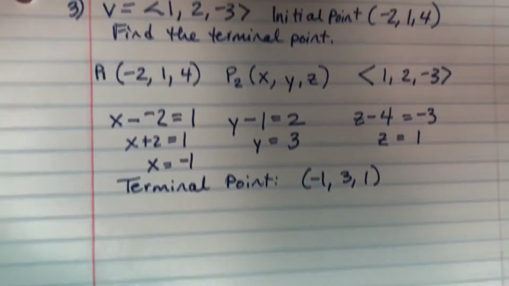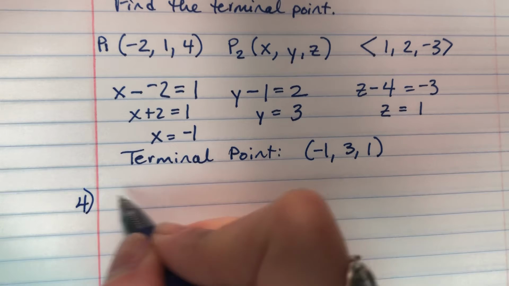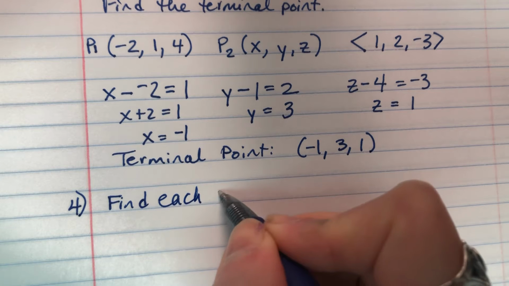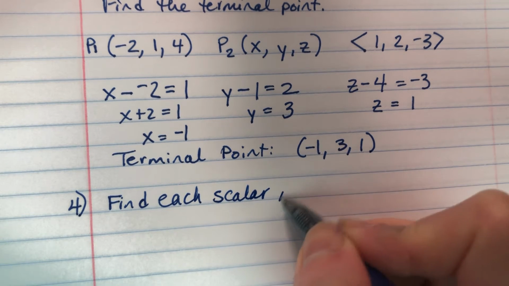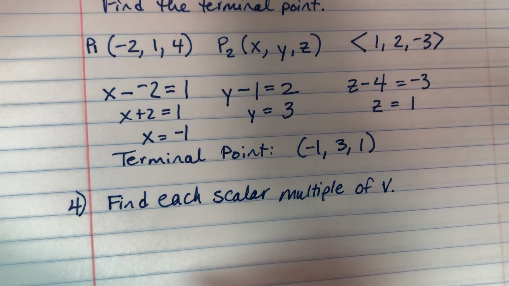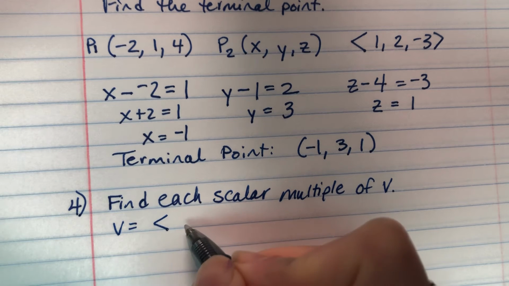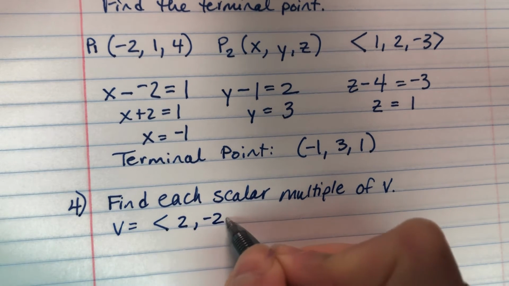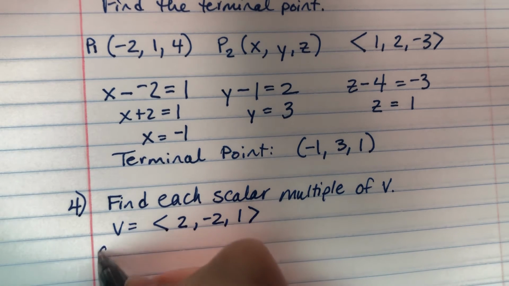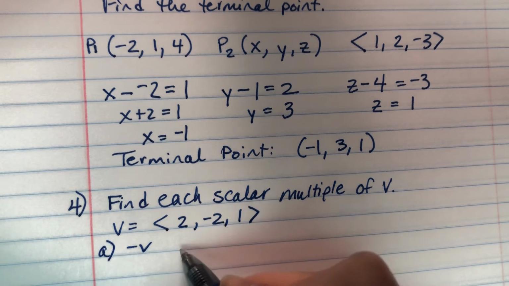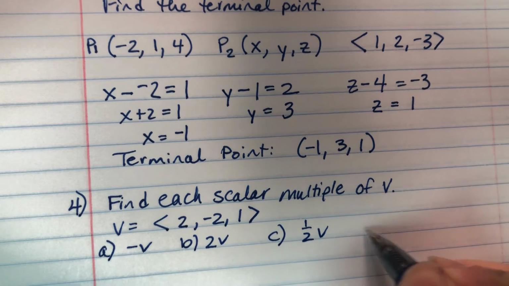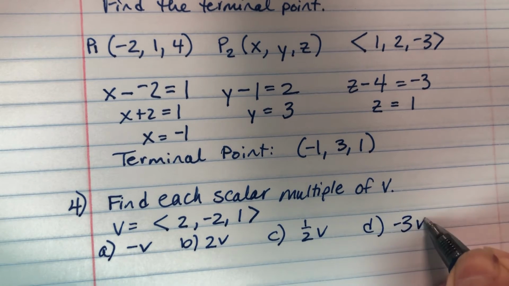And that is done. All right, number 4 says find each scalar multiple of vector v. And they give us the vector v in component form is 2, negative 2, positive 1. And this is a 4-part problem. A, we're going to do negative v. B, we're going to do 2v. C, we're going to do 1/2 v. And D, we're going to do negative 3v.